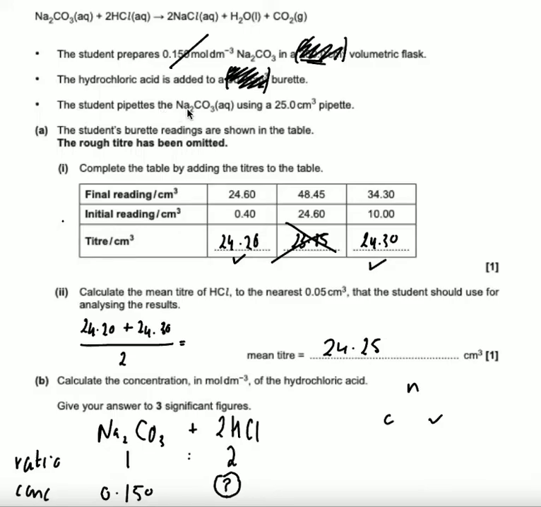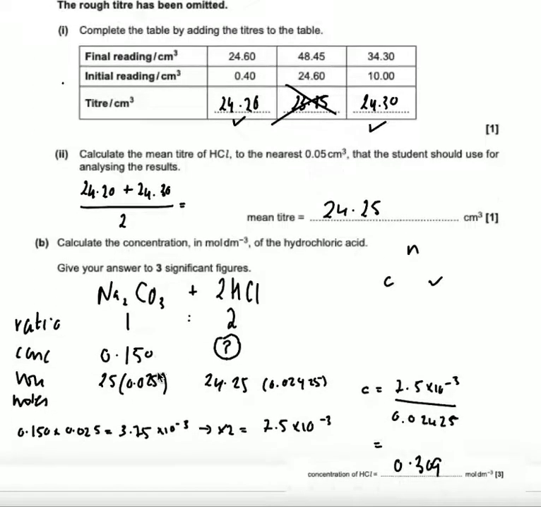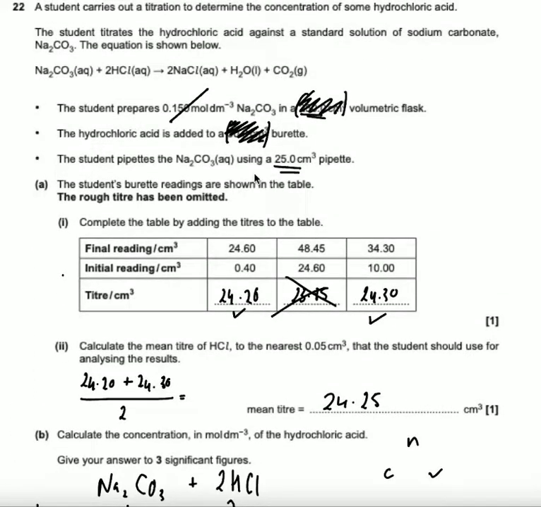The student pipettes sodium carbonate using a 25 centimeters cubed pipette. Now, this is the volume of sodium carbonate, because it tells you that the student pipettes sodium carbonate using a 25 centimeters cubed pipette. That means the volume of sodium carbonate they used is 25 centimeters cubed. So I go down to the volume and I add 25 centimeters cubed, but of course I need it in decimeters cubed, so I convert it by dividing by 1,000, and it gives me 0.025. And so we've used this number.